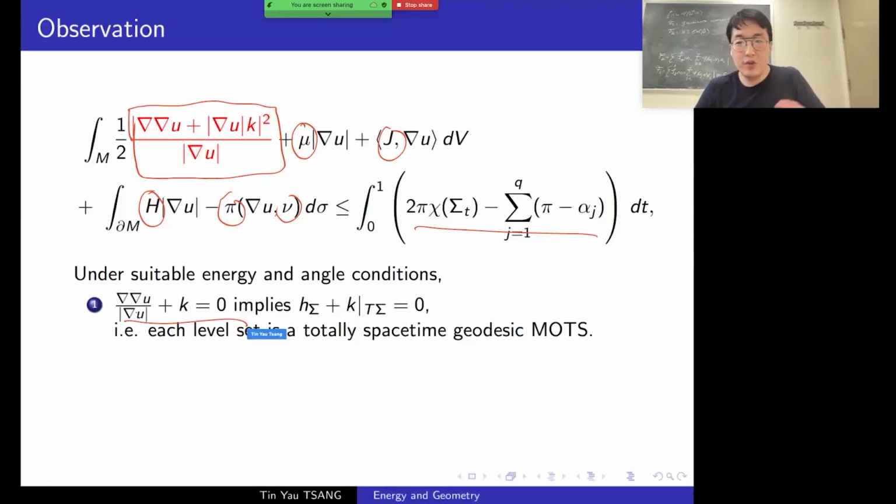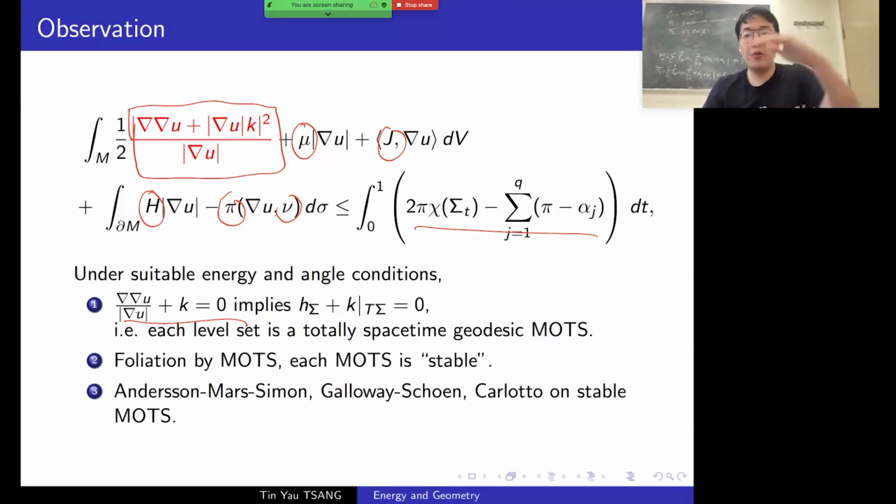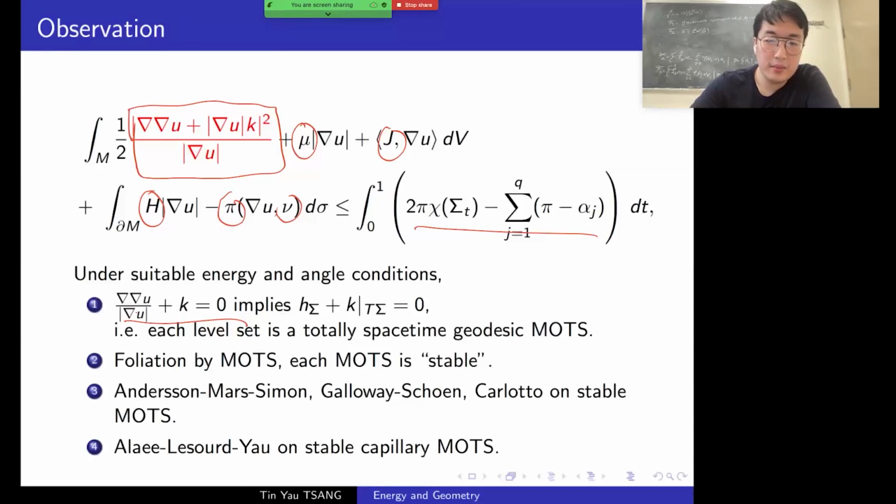So what does it mean? It means the second fundamental form of the level set with respect to the space-like normal and the time-like normal altogether is 0, which means it's a totally geodesic spacetime harmonic function. And then it will be a foliation, because the level sets of the function foliate the prism. So each level set is actually stable. From this point, we can already use some results by Anderson, Marx, Simon, Galovic, and Carlotto on stable modes to get some geometric results. And just to make sure, because we are talking about modes with boundary, to be more precise, I have to use some results by Ali, Lasut, and Yao on stable capillary modes.